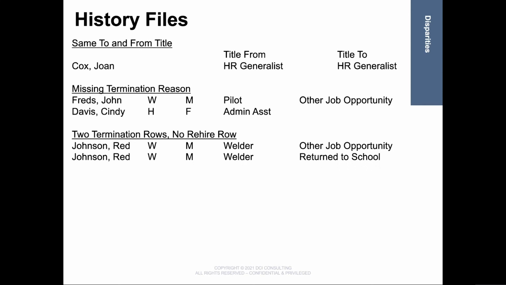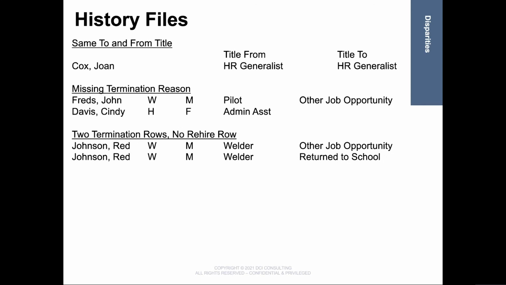Two termination rows with no rehire row. Red was terminated to leave for another job opportunity, and then he also terminated to return to school. But we're not seeing a hire row in the data. Now, you have to think about this too. What if Red, well, we would say this, we would see it.